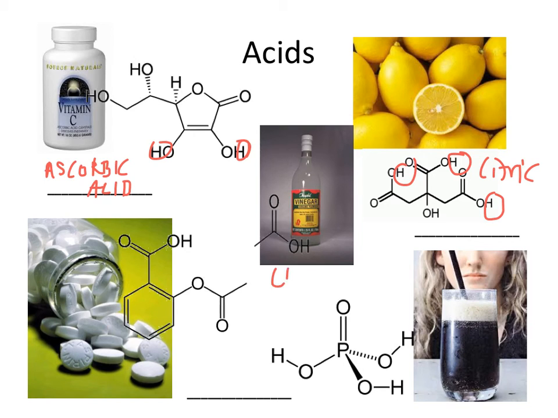Vinegar, we have acetic acid. So that's a component of vinegar. You have aspirin, and this is the part of aspirin that makes it an acid. It's called, fancy organic name, acetylsalicylic acid. And so these are all different acids that you come across on a regular basis in life.